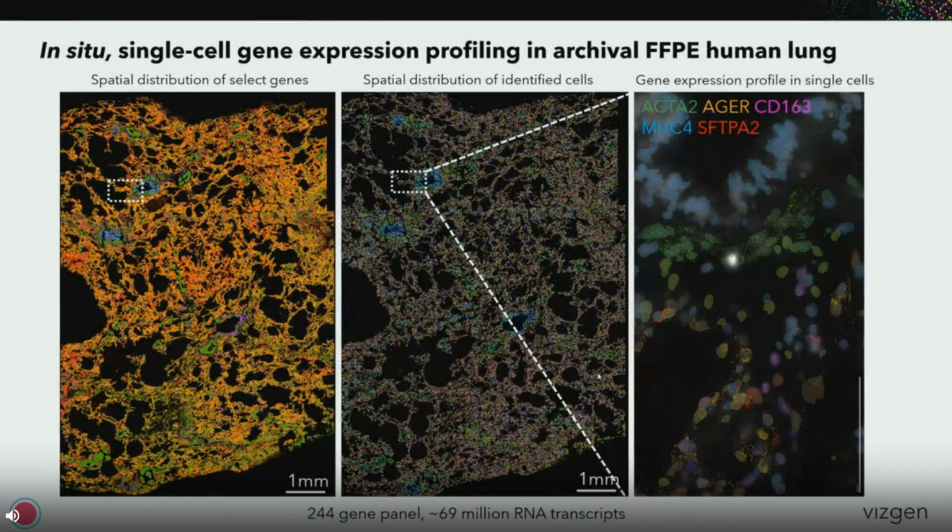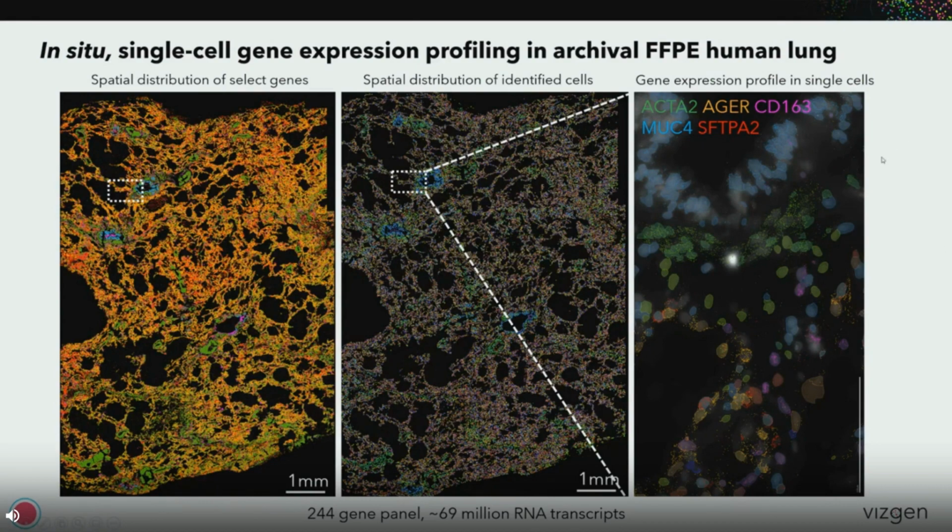So the last example that I'm showing here is MERSCOPE imaging in FFPE human lung. And on the left, I'm showing the spatial distribution of five selected genes: ACTA2, AGER, the macrophage marker CD163, mucin, and SFTPA2. So we were also able to perform cell clustering as well and project the identified cells in space. So these different colored dots are the identified cell types in the human lung. So overall, we were able to detect 70 million RNA transcripts in this human lung sample.